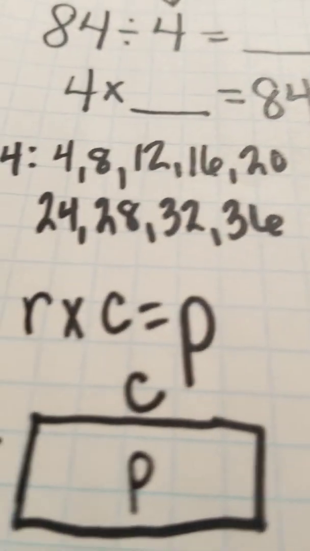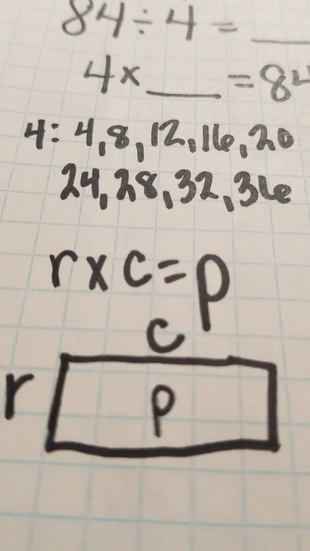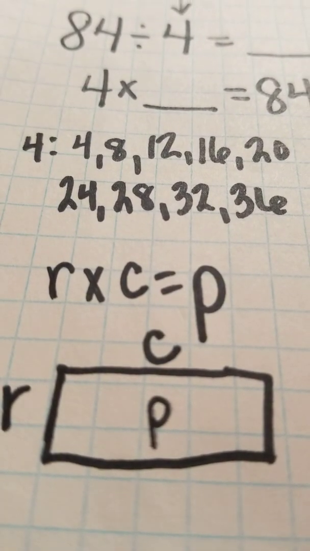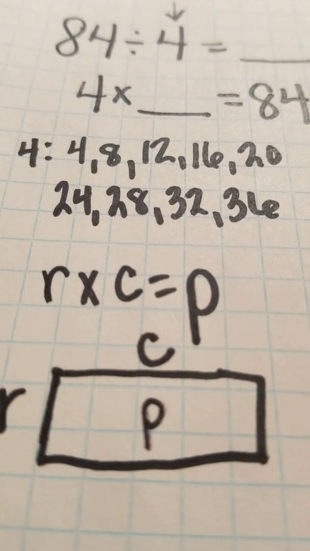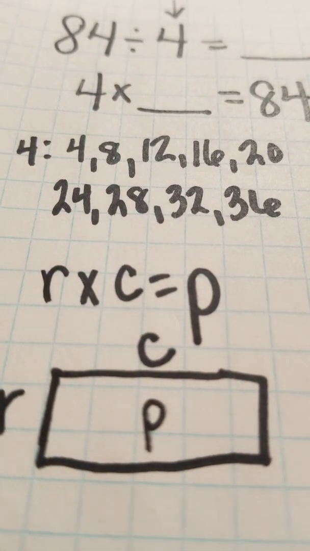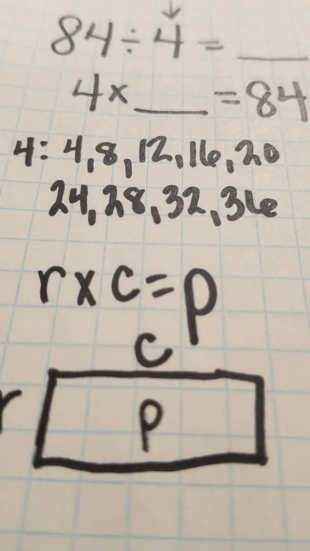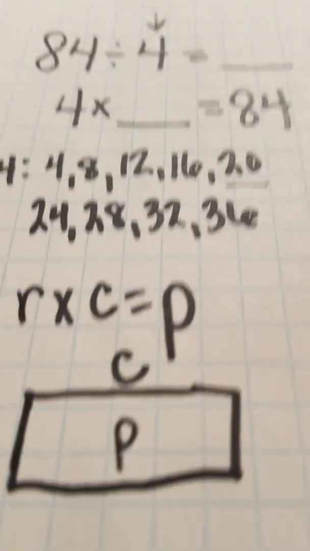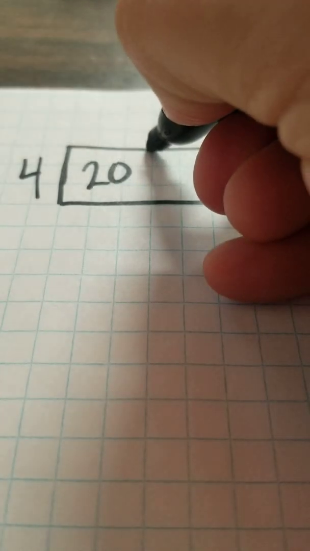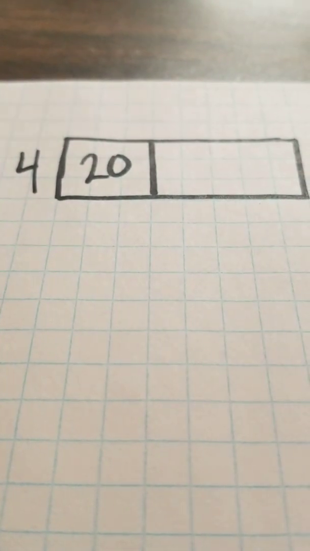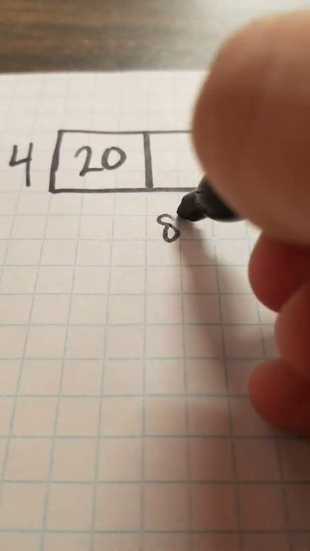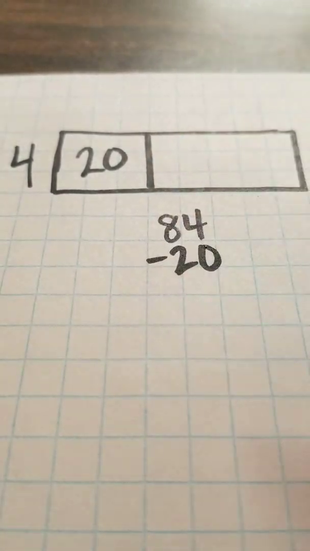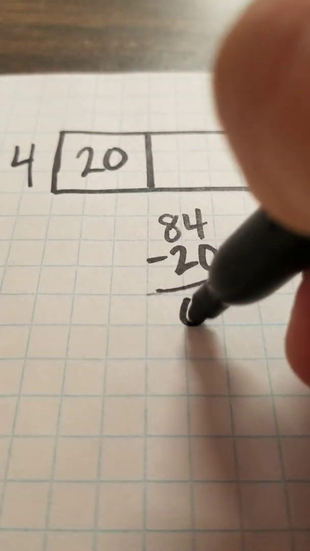So I'm going to look back at my list of multiples. When I look at this list of multiples, I want to find numbers that I can add together to get my 84. So I look essentially for numbers that end in 0. Those are the easier ones to add together. So I'm going to start with 20. If I put 20 in my area model, that doesn't equal the 84 I need, but it gets me started. So I need 84. I've already used 20. So how many more do I need? 64.